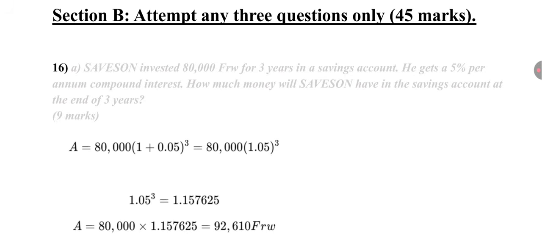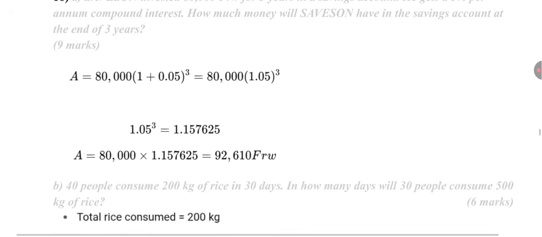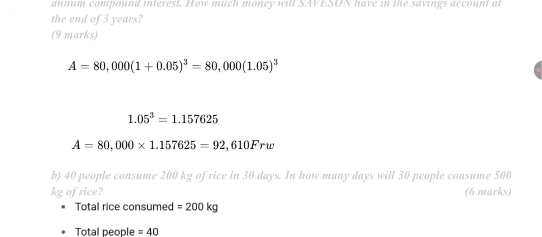This is a compound interest. Take amount which is equal to 80,000 francs times (1 + 0.05)^3, which is 80,000 times 1.05^3. The amount will be 92,610 francs.